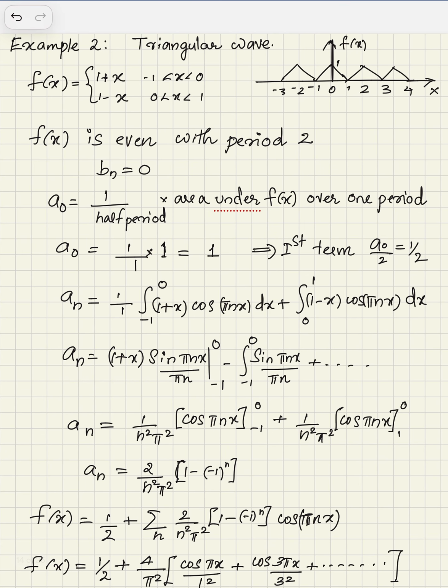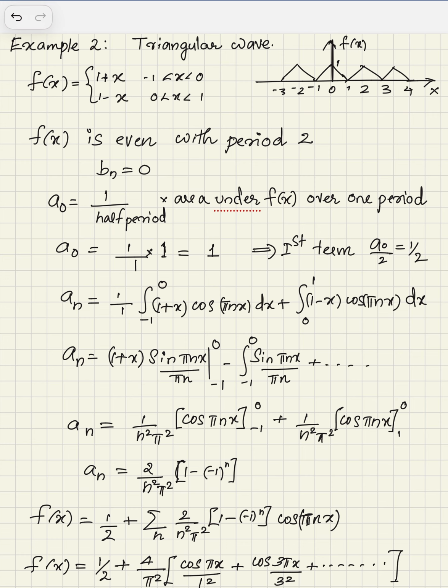I will consider another example. Triangular wave. Minus 1 to 0, 1 plus x. It's linear. 0 to 1, it is 1 minus x with the slope negative. This is slope positive with intercept 1. This is slope negative with intercept 1. This function, if you consider f of x, there is f of minus x. So it is even. For even function, bn is 0. You have to calculate a0 and an.